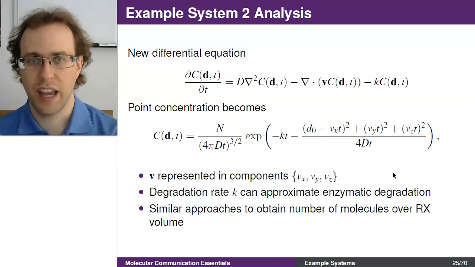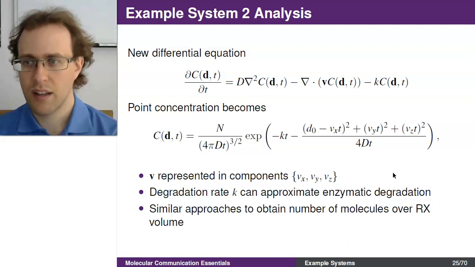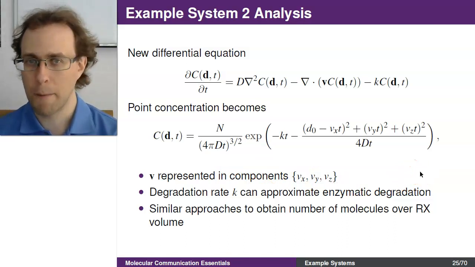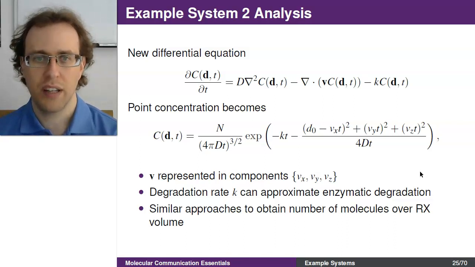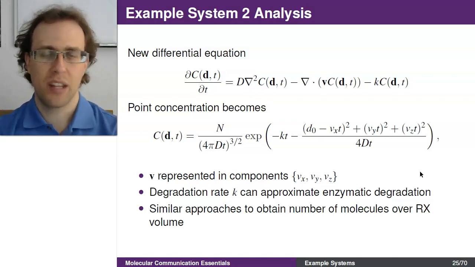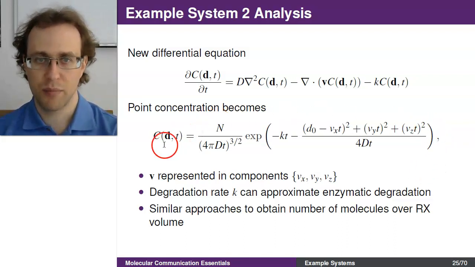This degradation rate K that we described as first order can also be used to approximate enzymatic degradation. And we can also take similar approaches to what I showed earlier for taking this point concentration and determining the number of molecules that are found over the receiver volume. But as these kinds of expressions get more elaborate, they tend to favor more and more just assuming, if you can, that the receiver concentration is uniform and scaling this by the volume of your receiver.